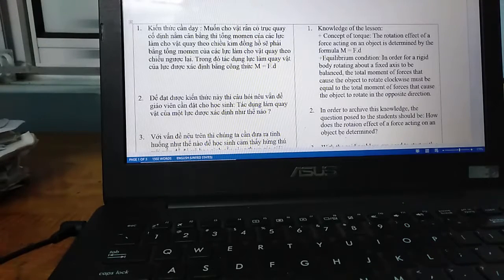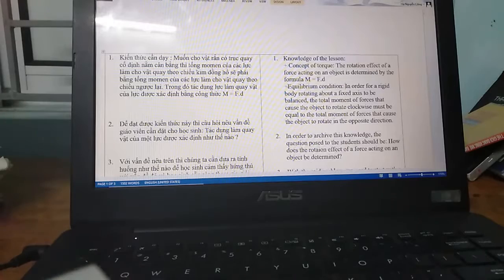I'm Ha. Today I will talk about the processes in teaching the concept of torque and the equilibrium condition for a rigid body rotating about a fixed axis. First, we begin with the knowledge of the lesson. In this lesson, students will learn two contents. The first thing is the concept of torque.